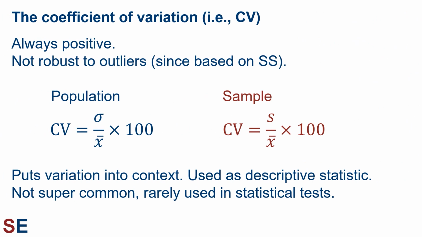Our last measurement of spread is the coefficient of variation, sometimes referenced with the value CV. It has the same properties as the variance, because it's based on the variance. For a population, we're going to take the population standard deviation, divide by the mean, multiply by 100 to get a percentage. For the sample, we'll take the sample standard deviation, divide by the mean, multiply by 100 to get a percentage. And this puts the variation into context. How variable is the data compared to the typical value? It's often used as a descriptive statistic, it's not particularly common, and it's rarely used in statistical tests. It's used enough, however, that you should be familiar with it.